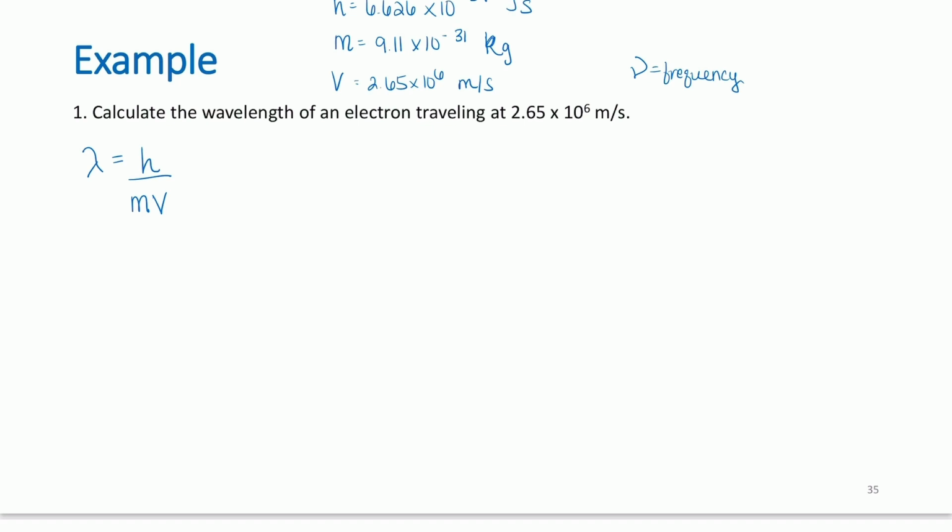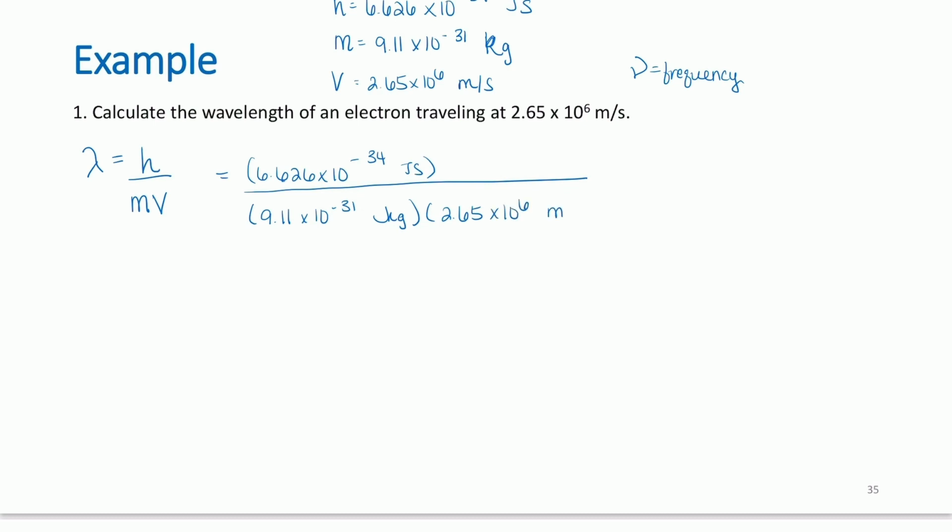So now it's just a plug and chug type thing. 6.626 times 10 to the minus 34 joule seconds divided by 9.11 times 10 to the minus 31st kilogram times 2.65 times 10 to the 6th meters per second. If I plug this in my calculator, I'm going to get an answer of 2.74 times 10 to the minus 10th meters, which I can also rewrite as 2.74 angstroms.